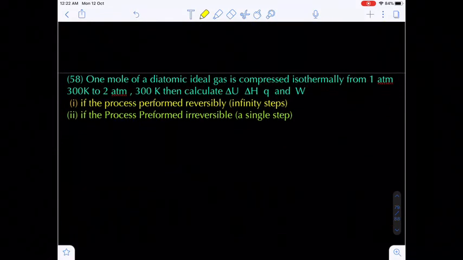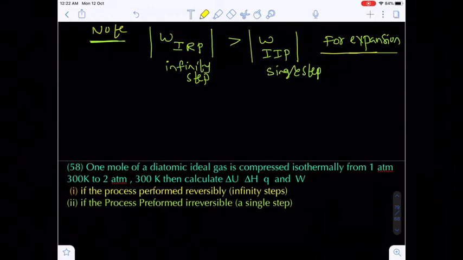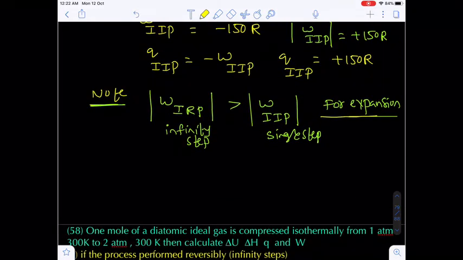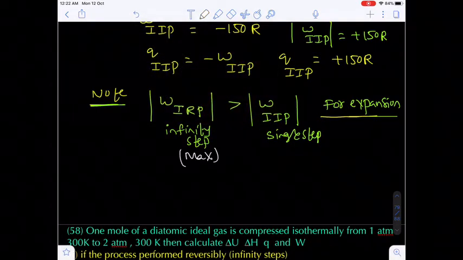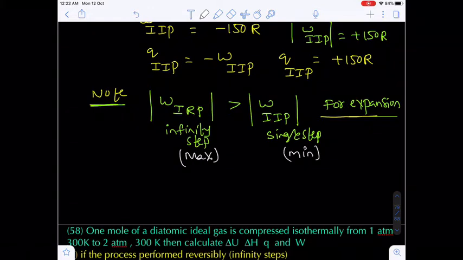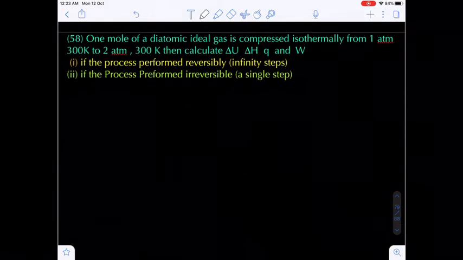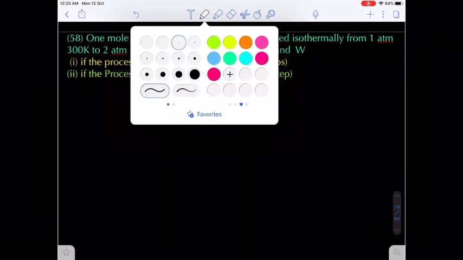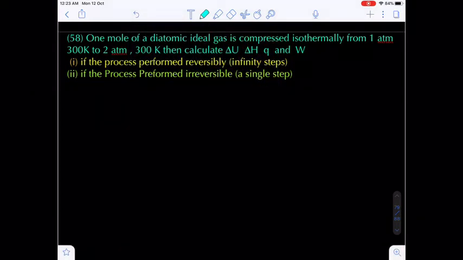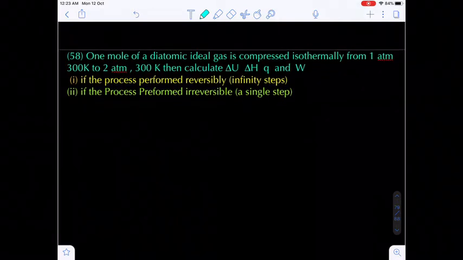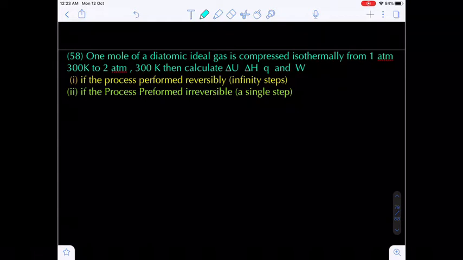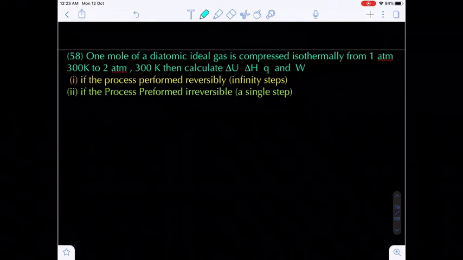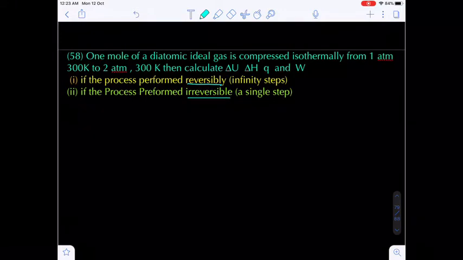Okay, now question number 58. And one more important thing, remember, the work done in the isothermal reversible process is the maximum work, and this is called minimum work. Now come to question number 58. What is the question? 1 mole of a diatomic ideal gas is compressed isothermally from 1 atmosphere to 2 atmosphere. Temperature will be 300 Kelvin. Find del U, del H, Q, W in both the reversible process as well as the irreversible process.